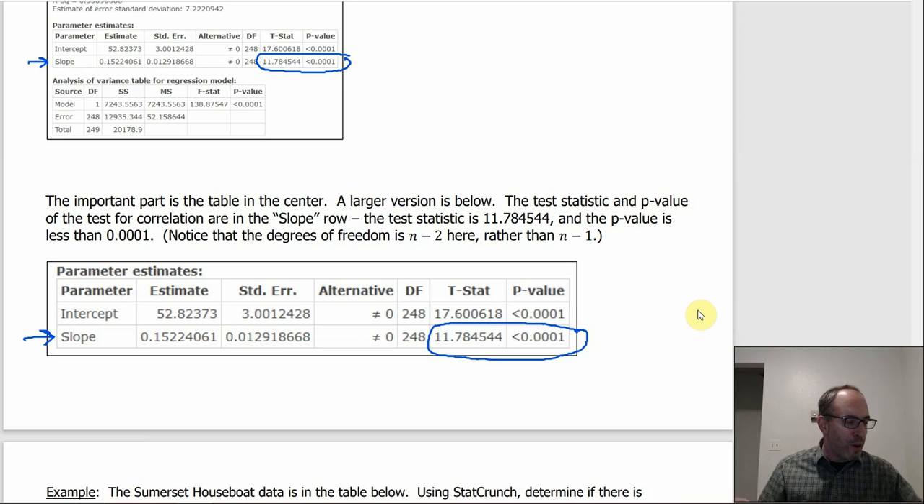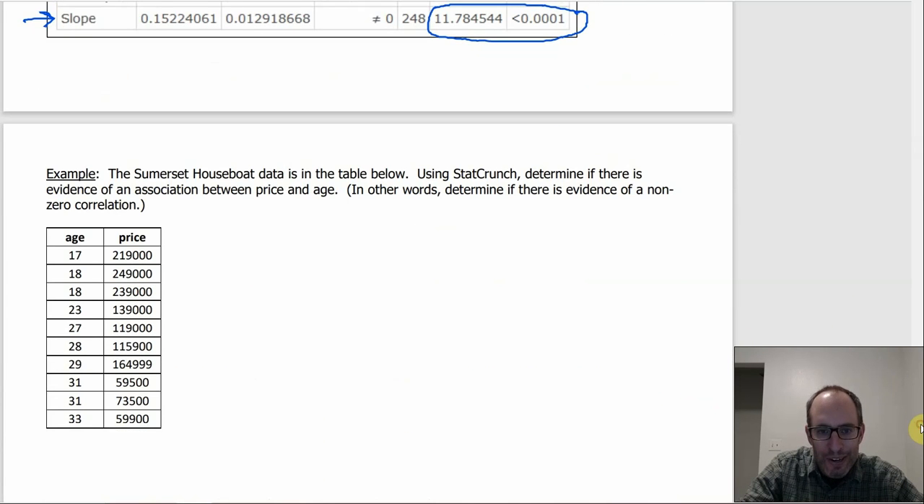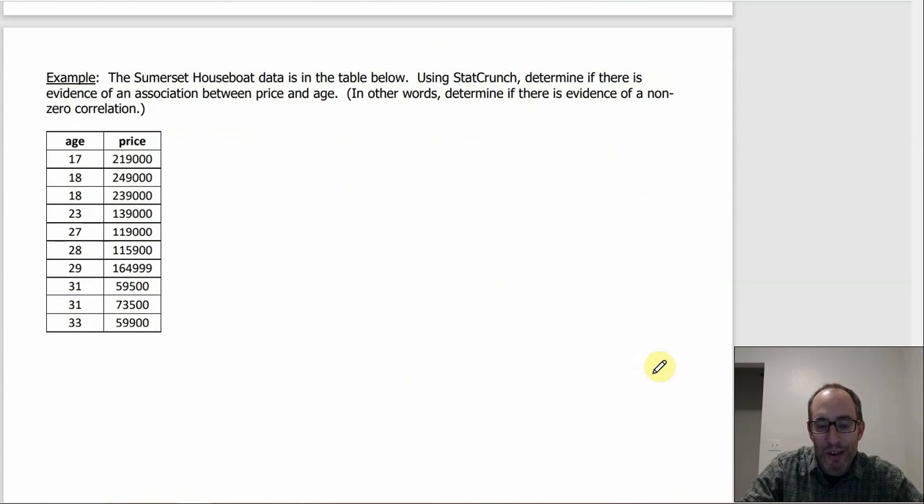All right, now we're going to do it for the houseboats. That's the next example. I can see it peeking out there at the bottom of the screen. The houseboat data is also in a spreadsheet. We want to see if there's evidence of an association between price and age. You have a linear association if there's a non-zero slope, right? That's what we're looking for. So non-zero correlation or non-zero slope, same concept, at least in terms of the test.